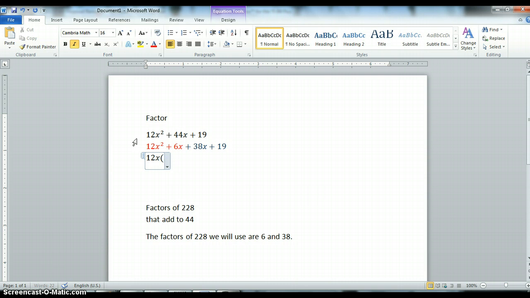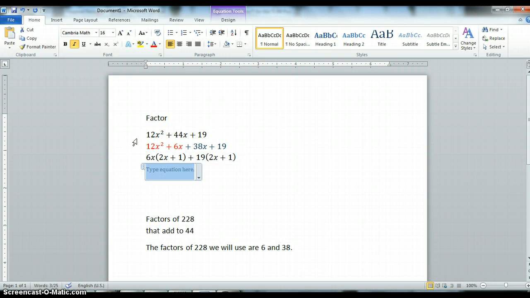Sorry, we can't take a 12x. What can we take out? We can take out a 6x. If we take out a 6x, what's left on the inside is 2x plus 1. What can I take out of the next terms? I think I can take a plus 19 out of those next two. What's left on the inside is 2x plus 1.